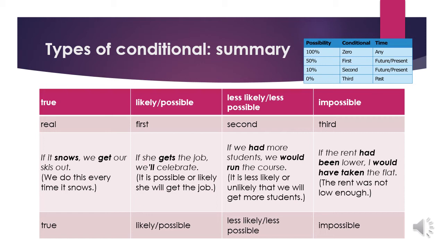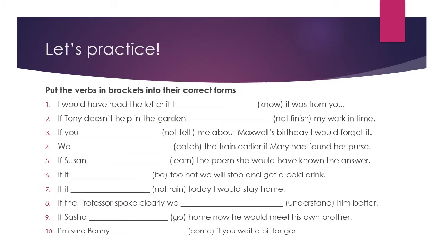And the last one, impossible, the third conditional. If the rent had been lower, I would have taken the flat. The rent was not low enough. Let's practice. We're going to put the verbs in brackets into their correct forms.